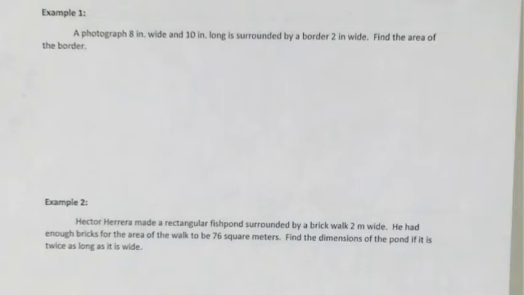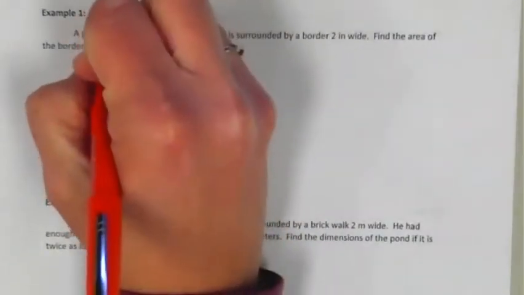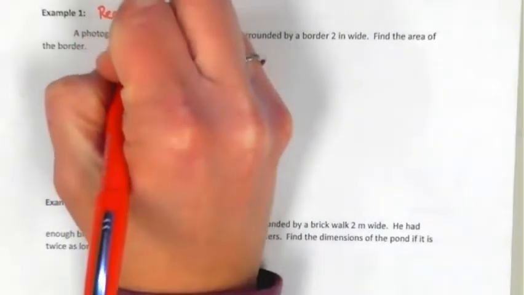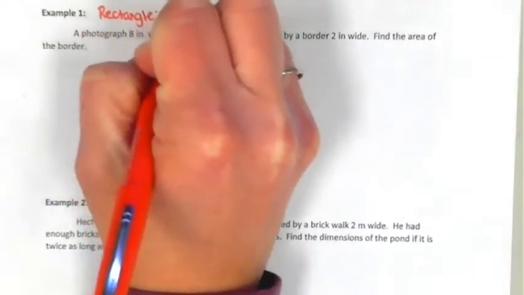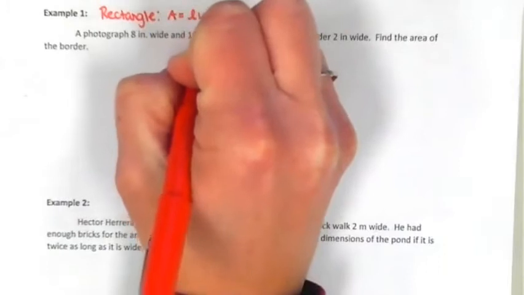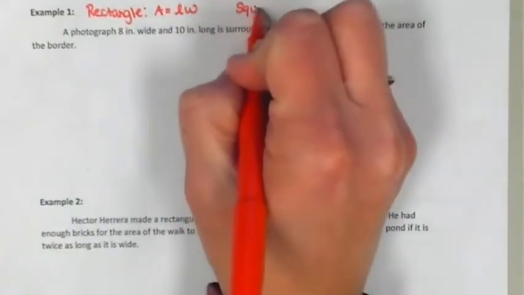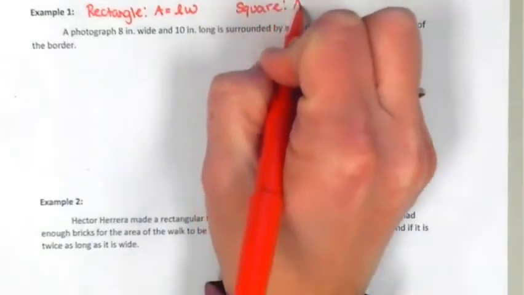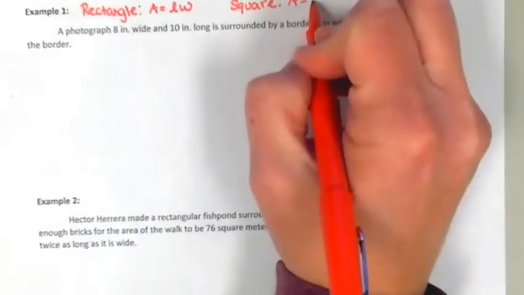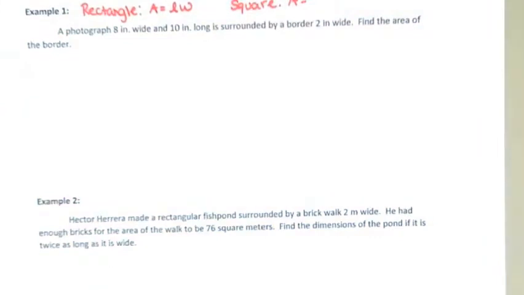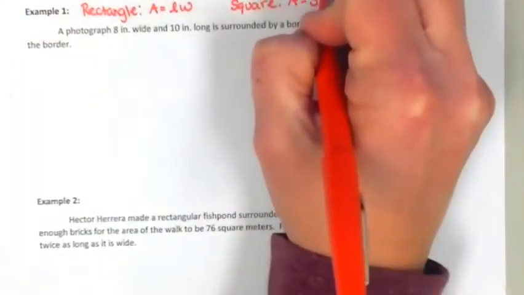All right. So a couple things that we do need to know, okay? If I have a rectangle, how do we find the area of a rectangle? Length times width, good. If I have a square, how do I find the area? Length times width or S squared, good.